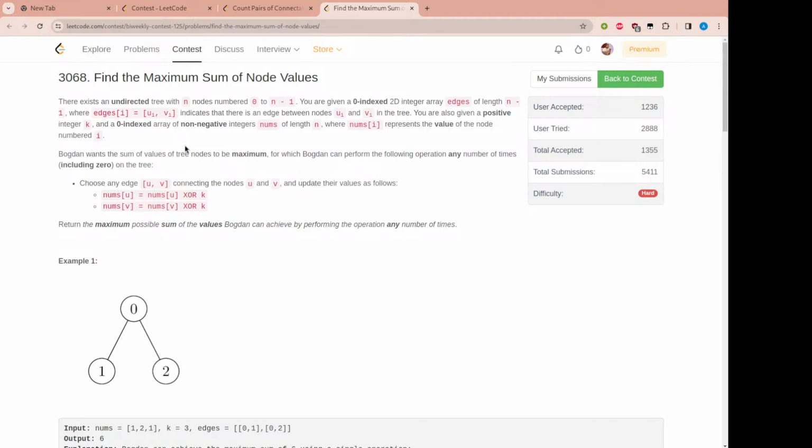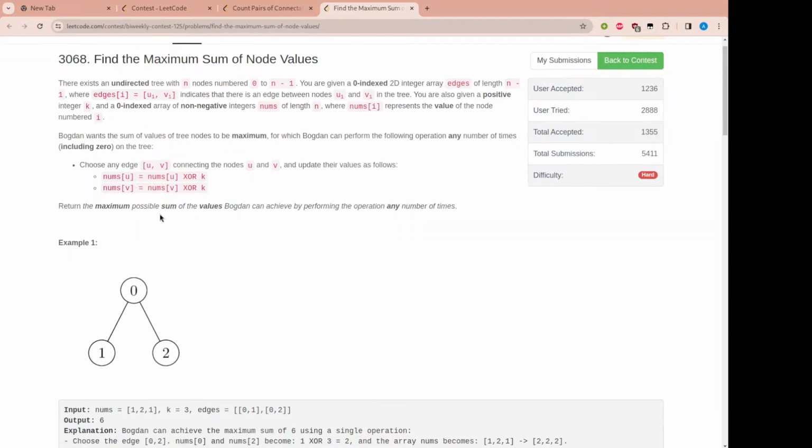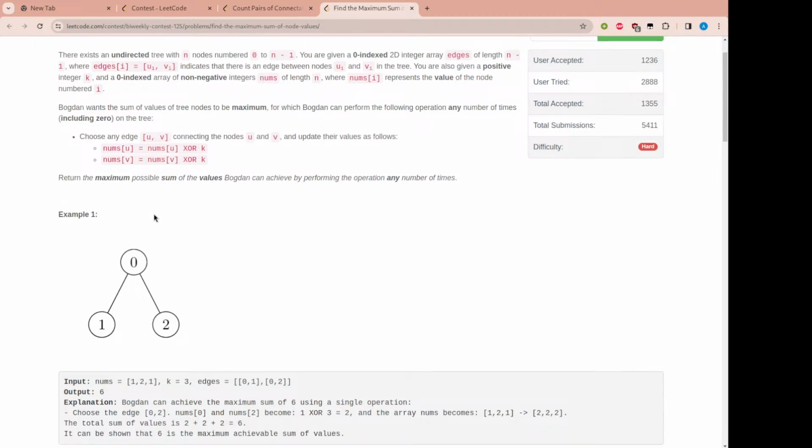Bogdan wants the sum of values of the tree nodes to be maximum, for which Bogdan can perform the following operation any number of times, including 0, on the tree. Choose any edge connecting nodes u and v and update their values as nums[u] becomes nums[u] XOR k and nums[v] becomes nums[v] XOR k. Return the maximum possible sum of values Bogdan can achieve by performing the operation any number of times.